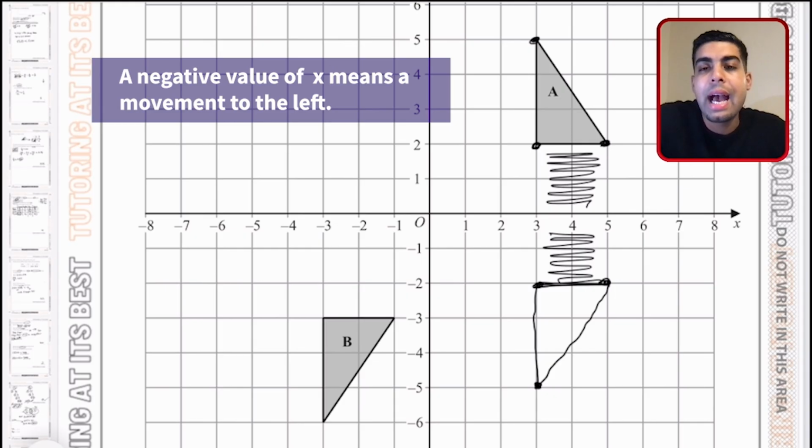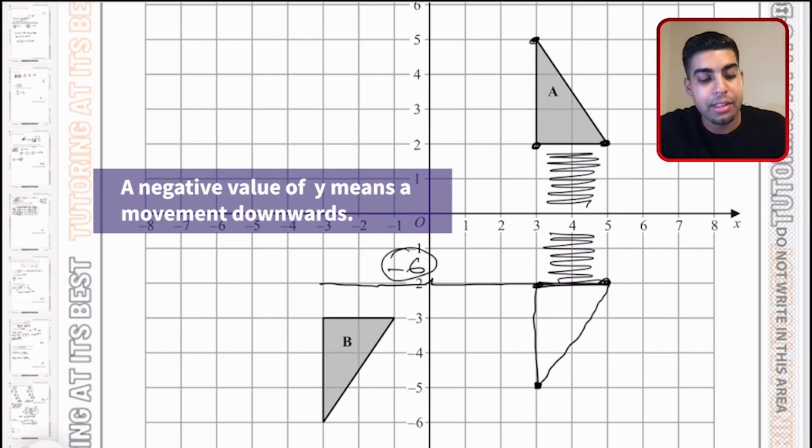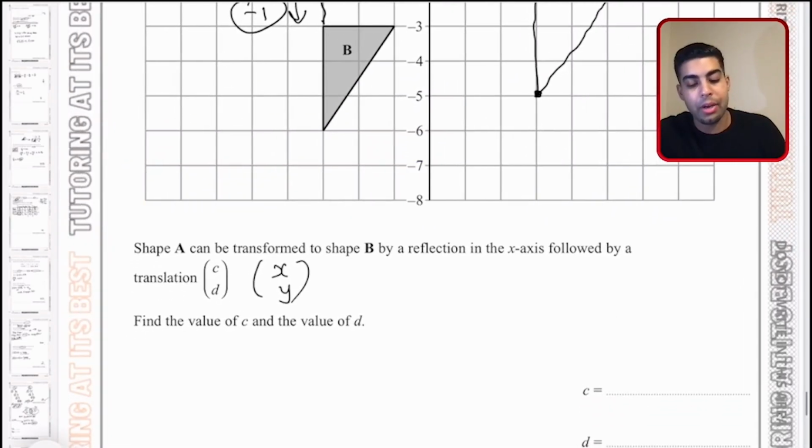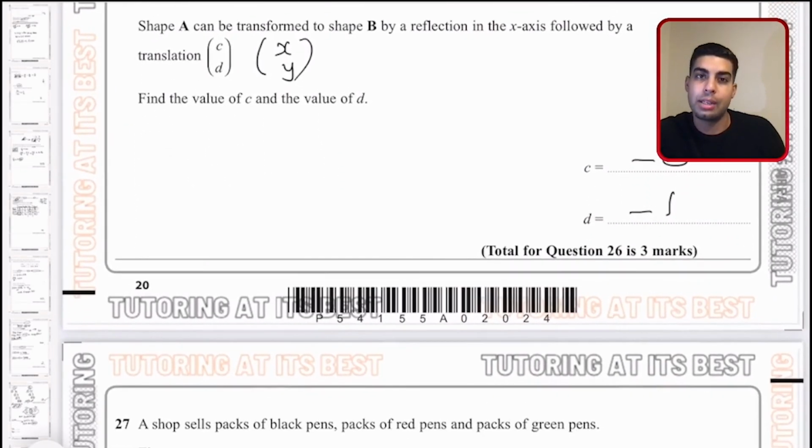We then need to see how many times this has moved to become shape B. So again, you can see we've got 1, 2, 3, 4, 5, 6. So it's gone 6 spaces to the left. And we know that's going to be our minus 6. And then it's gone 1 down, which again would be seen as our minus 1. So taking that into consideration, we now know our C is going to be minus 6 and our D is going to be minus 1.